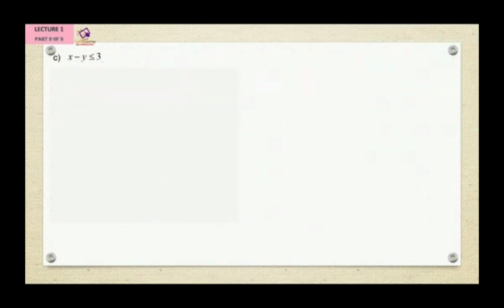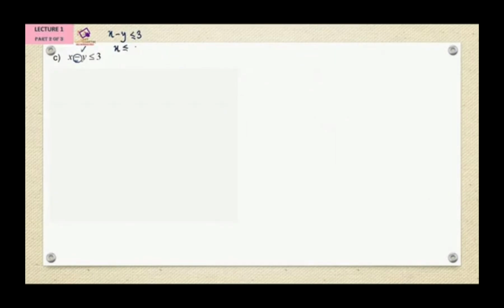Next, for C, we have x minus y less than or equals to 3. So first thing first, we need to know that where is your y. So here your y is on left hand side. See here, this is negative. So what we need to do, student? We need to rewrite your inequalities. So since we get x minus y less than or equals to 3, we need to rephrase your inequalities. It will be like this.